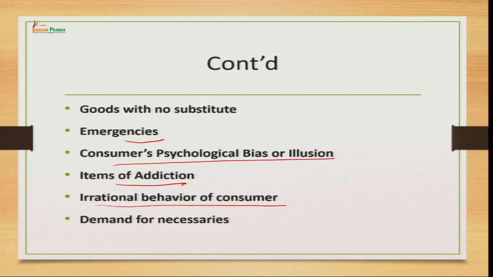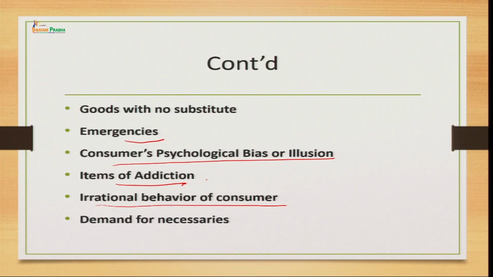Consumers have a psychology where they associate the price with the quality of the commodity. So, here the consumers will buy those products which are of higher prices rather than buying those goods which are lesser in price. In case of items of addiction, people are addicted to certain goods, they would like to buy those goods because they are addictive items. So, here also price will not play a role in the demand for any commodity.